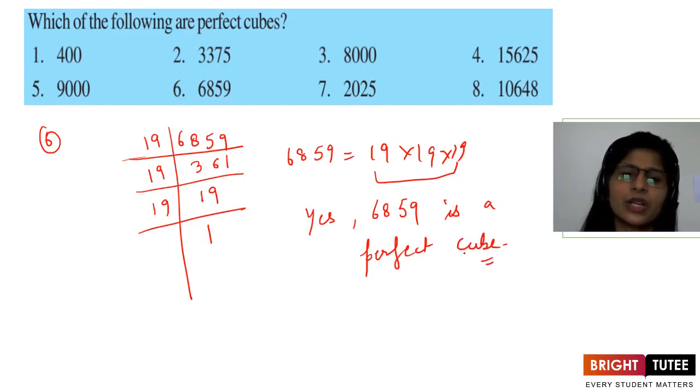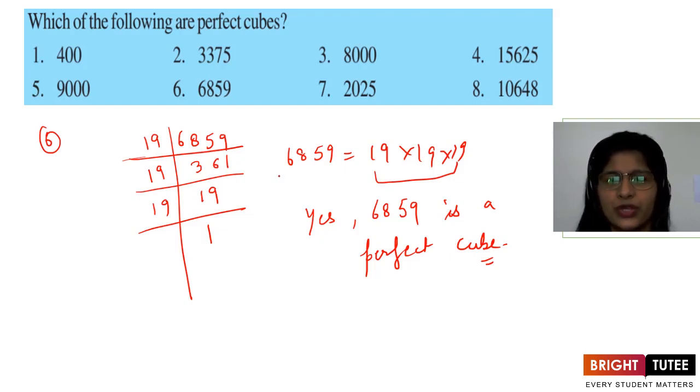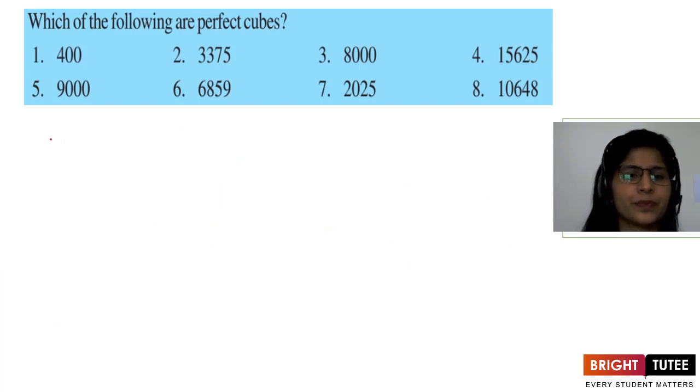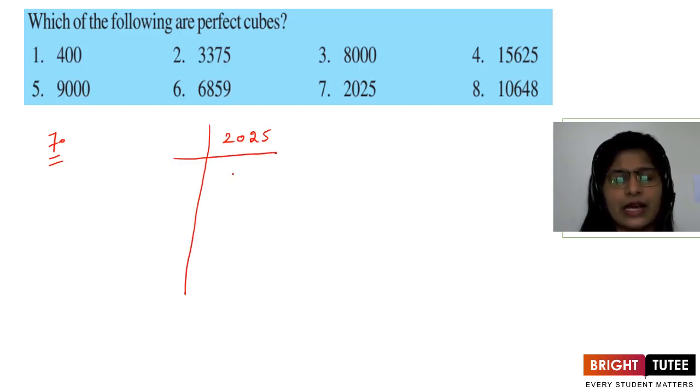Clear? So you keep on dividing and see with which number it would be divided. Now let us try the seventh one. In the seventh we are given 2025. So let's start with 3 and then with 5, because 2 wouldn't divide it.